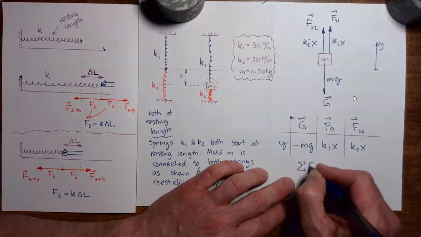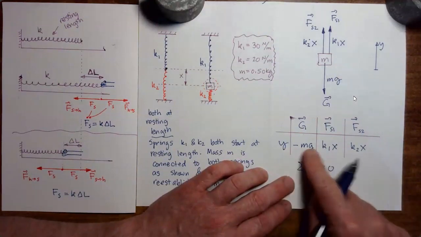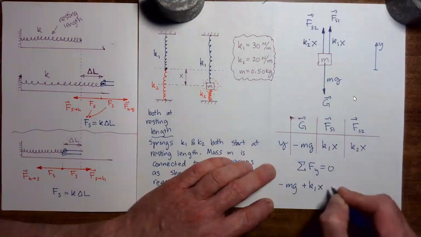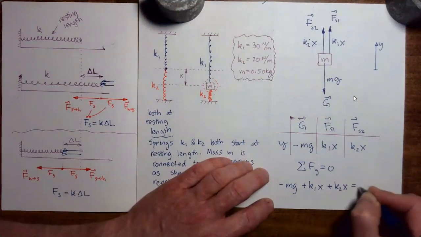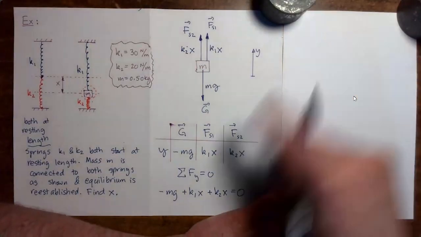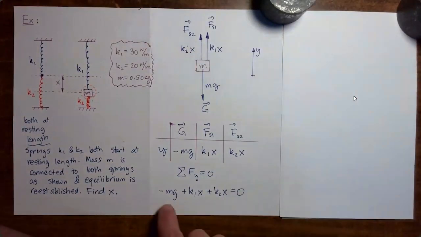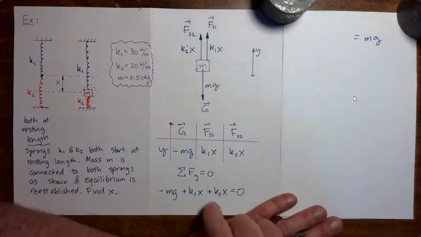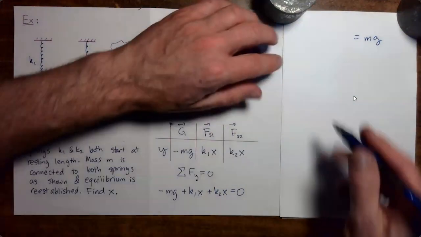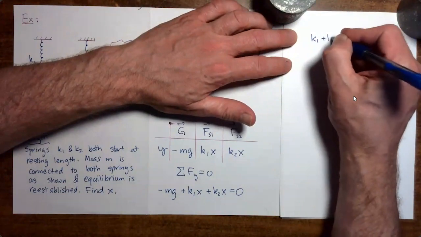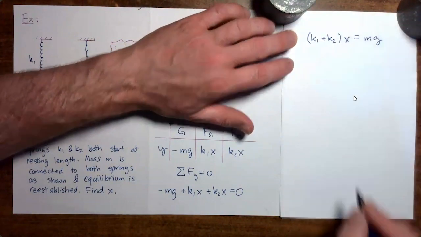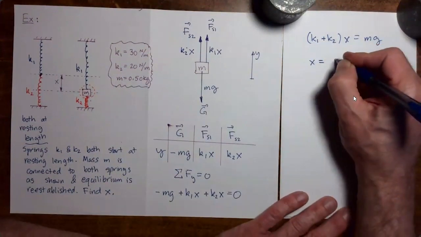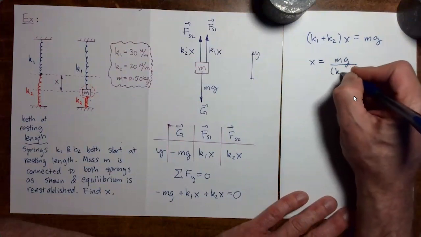Now we sum the y components of the forces to 0. So add them up. We have minus mg plus k1x plus k2x equals 0. Okay, we're solving for x. So I'm going to do two algebra steps. Take that minus mg, put it on the right where it picks up a plus sign. And then with those remaining two terms, I'll factor out the x. So I then have on the left k1 plus k2 times x. Okay, isolate the x. We have x equals mg over k1 plus k2.